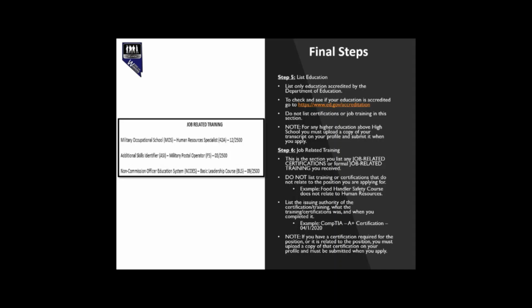As a reminder, if you have a certification that's required for you to work the job, such as an IT job that requires you to have a server certification or a specific type of certification, you have to have that certification uploaded on your application. Or if you're going to list it on here and you believe it is relevant to the job and that it would actually help you out, we highly recommend that you upload that certification with the application when you submit it.